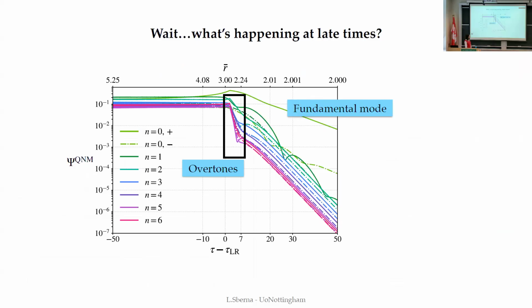However, if you stare a bit more closely at this picture, you realize that everything is fine, but maybe not quite what you would have expected. Because you see that the fundamental mode in green is decaying at a different rate from all the other modes at late times, right? And all the other modes instead are decaying all at the same rate, which is not what you would have expected because they all have different imaginary parts to their frequency. They seem to decay at the right rate at intermediate times, but not at late times. So what's going on?